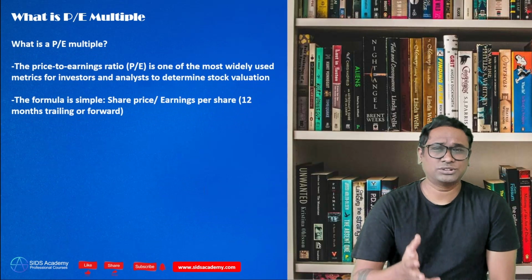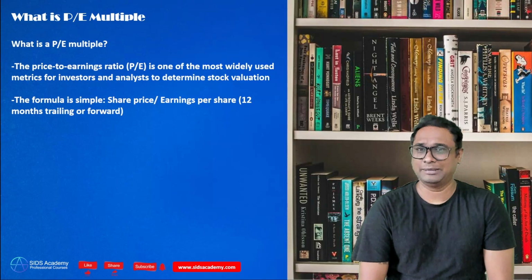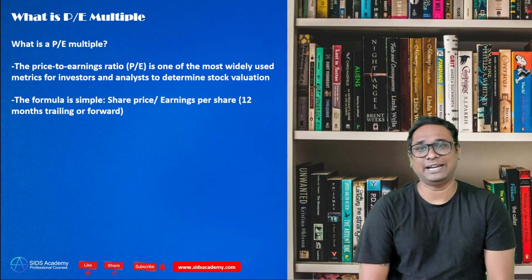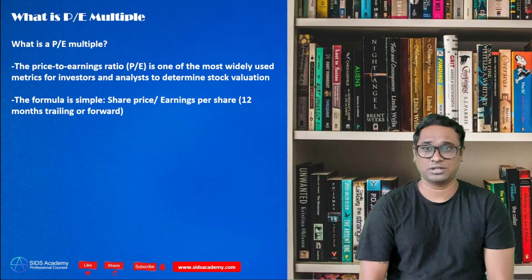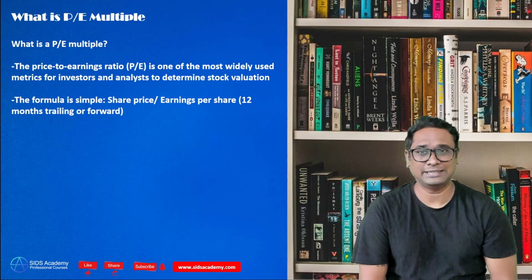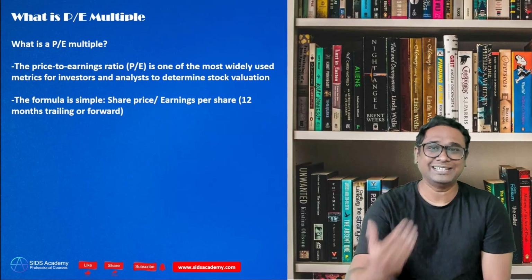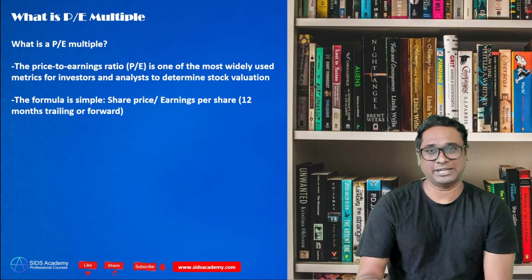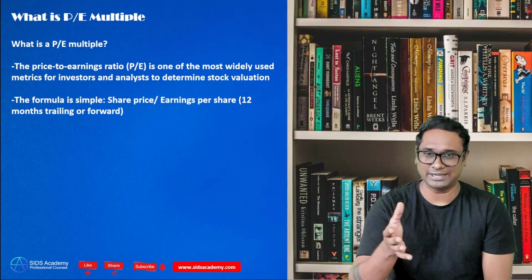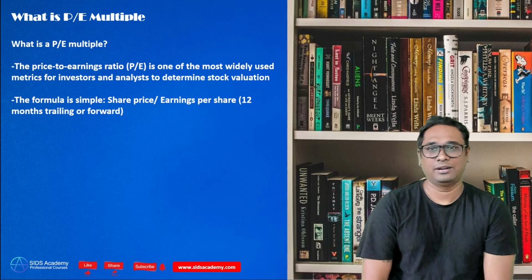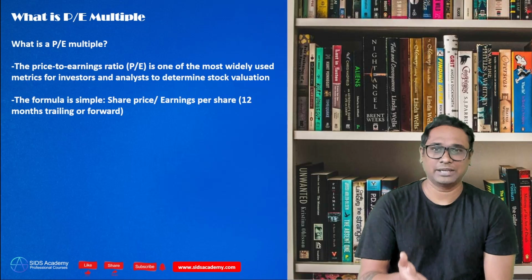So the basic question is, what is a PE multiple? The PE multiple is one of the most widely used metrics for investors and analysts to determine the stock valuation. The formula is very simple, that is price to earnings per share. That basically signifies the current share price. If you are analyzing the company right now, then the share price as of now would be in the numerator, and denominator would be earnings per share.